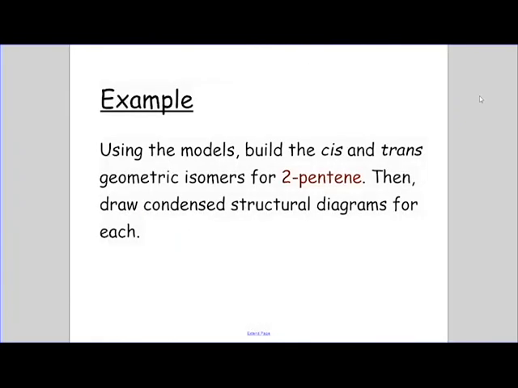So, as an example, using the models again, build the cis and trans geometric isomers for 2-pentene. Then, let's see if you can draw the condensed structural diagrams for each one. So, the cis and trans isomers for 2-pentene. Pause the video and give it a try.